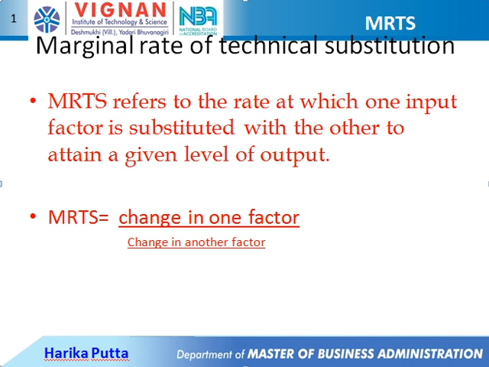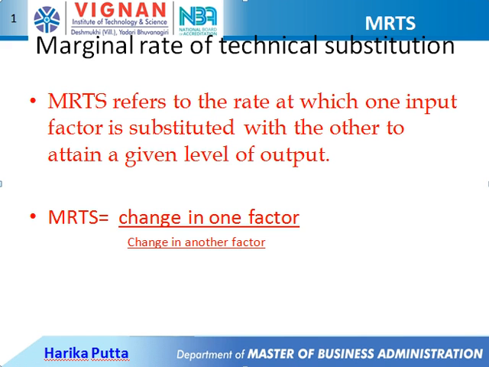Marginal rate of technical substitution. What is this MRTS? MRTS is the ratio between the change in one input and the other input. Like we have taken in the class the labor and capital input. So it is the ratio between the change in labor and the change in capital. That is the formula of MRTS: change in one factor divided by the change in another factor.